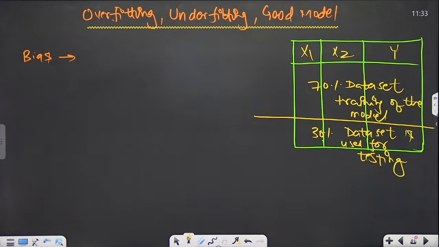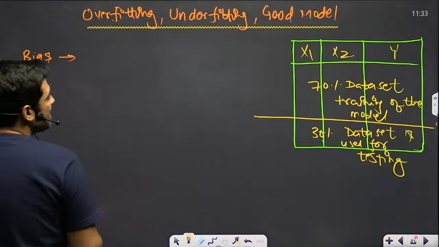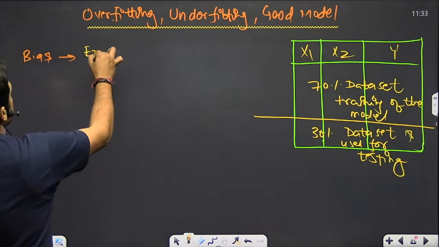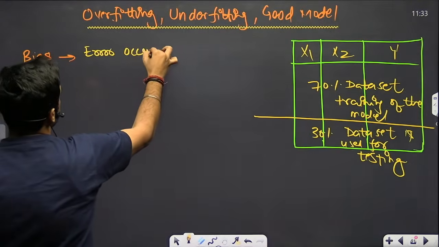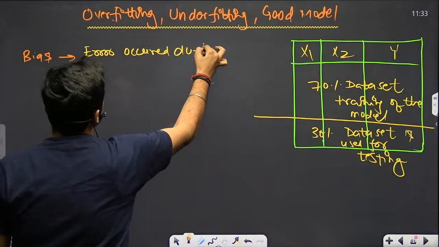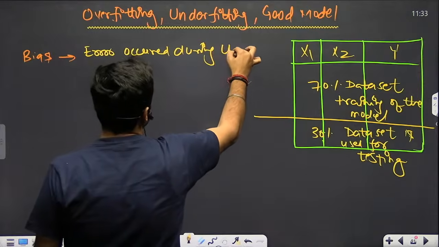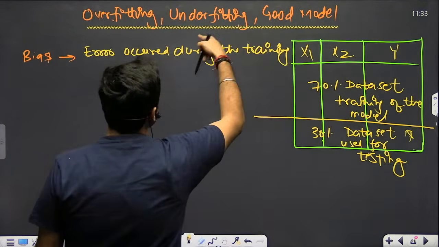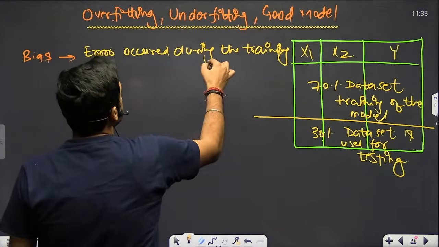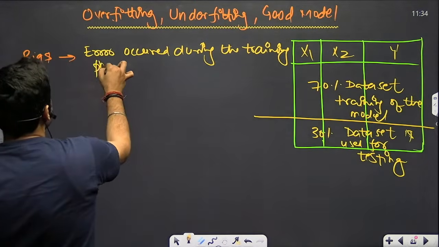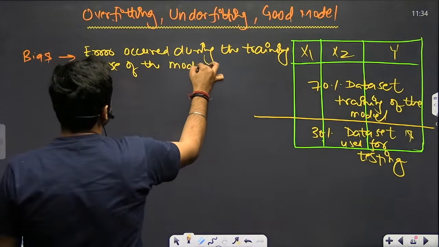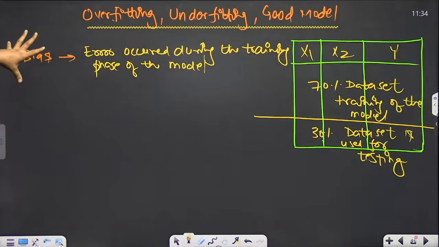Now how is bias defined? Bias is defined as the error that occurred during the training phase of the model. That is known as bias.